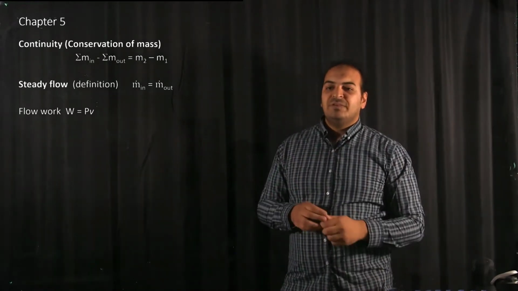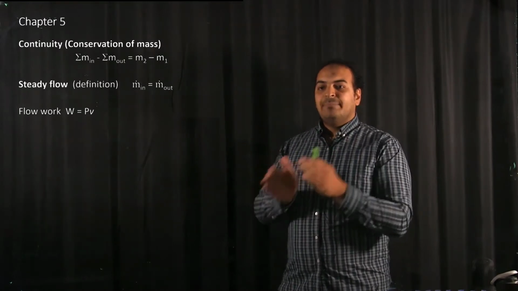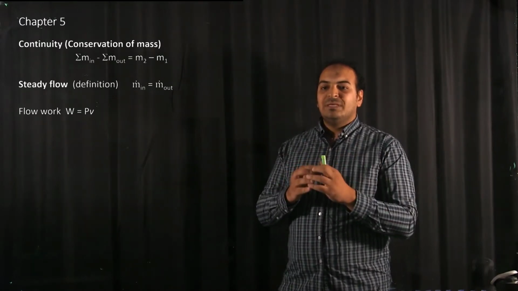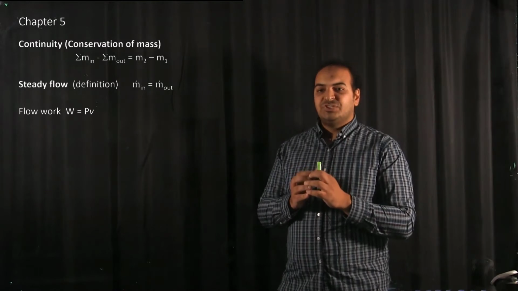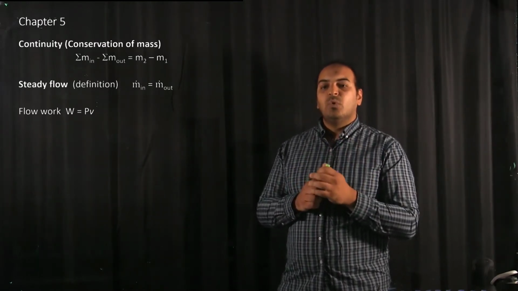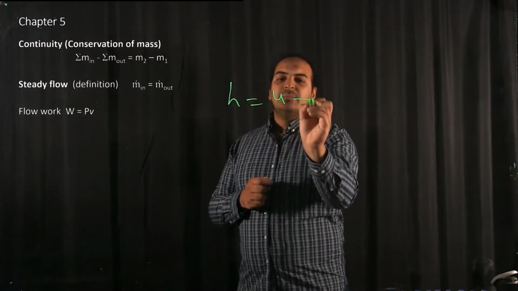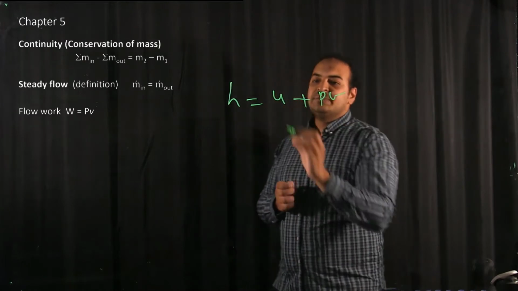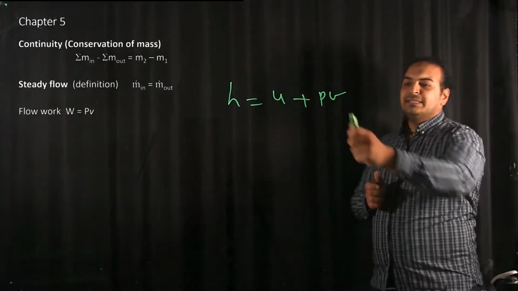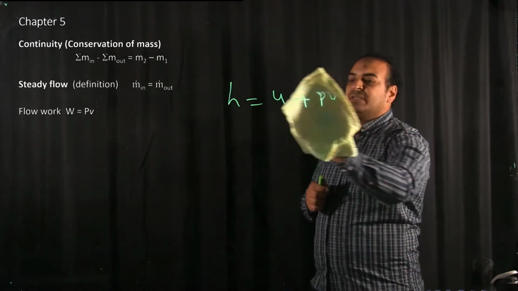Finally, flow work, PV. We have two types of energy, U and PV. We combine them together to be enthalpy. H is U, internal energy, plus PV, flow work, or a specific enthalpy. H equals U plus PV. It's the specific internal energy and the specific volume, and we add an extra column in our steam table.